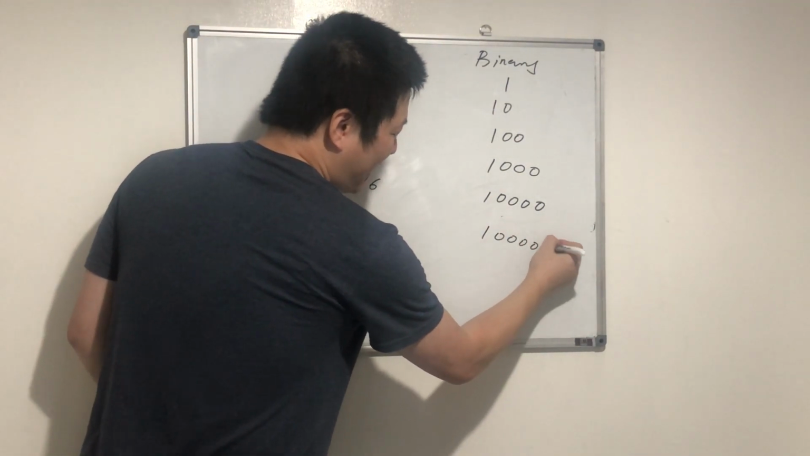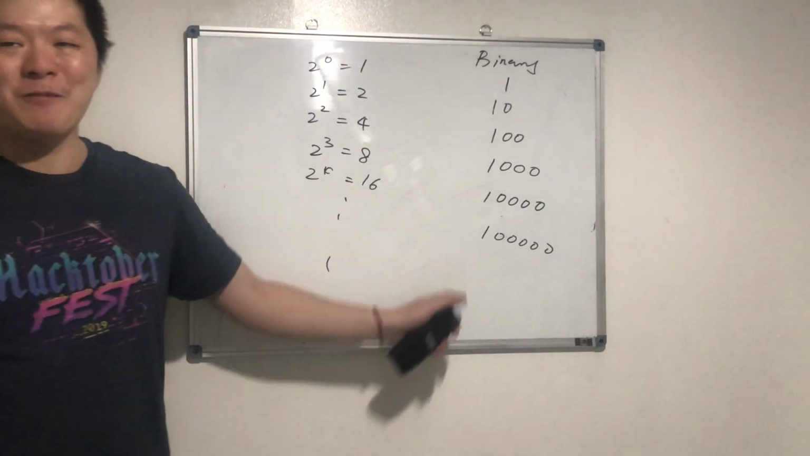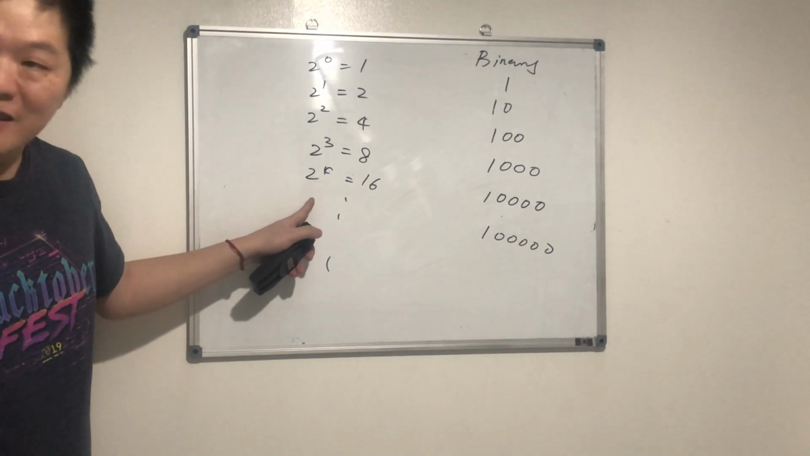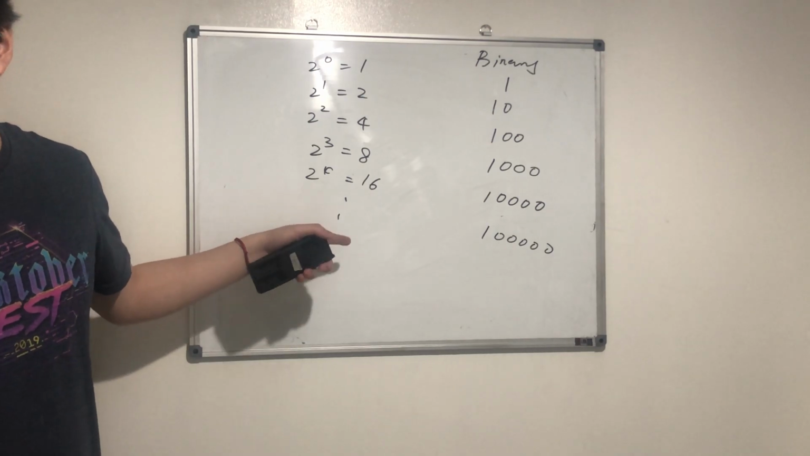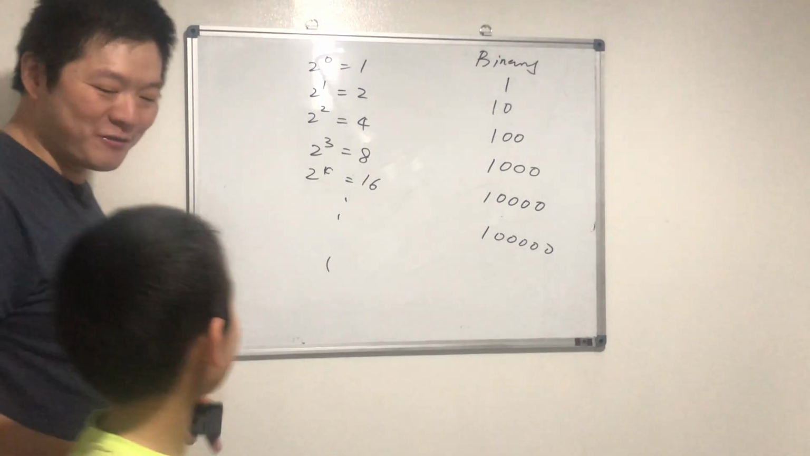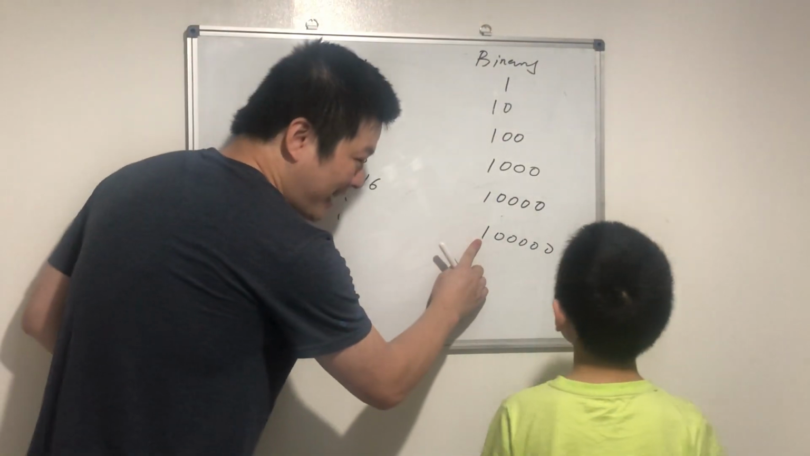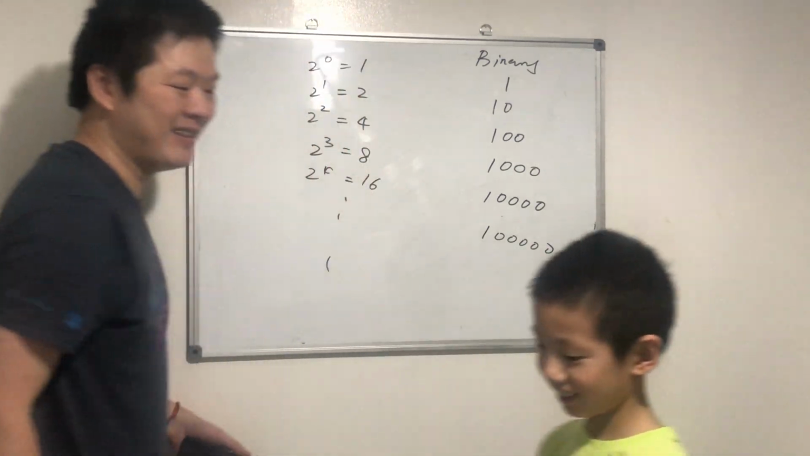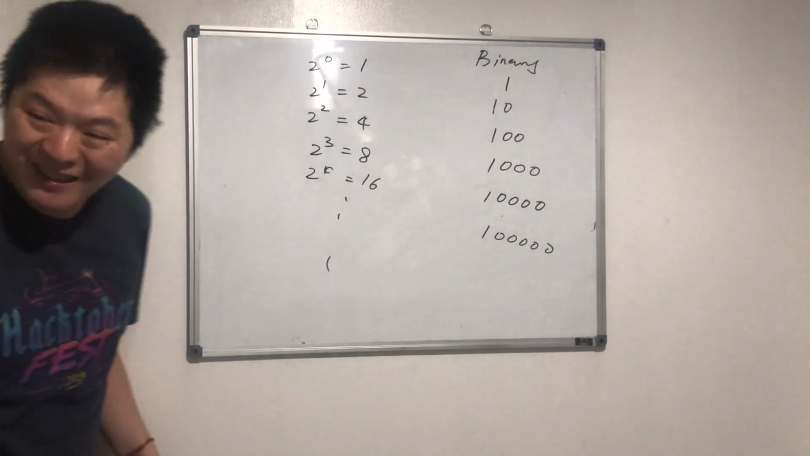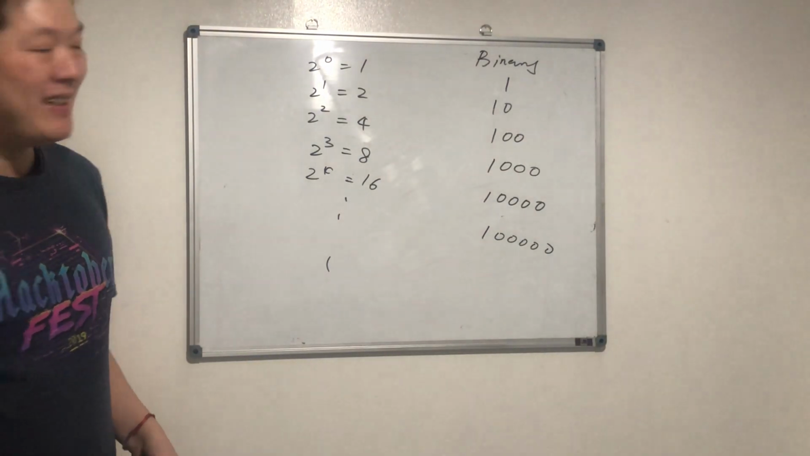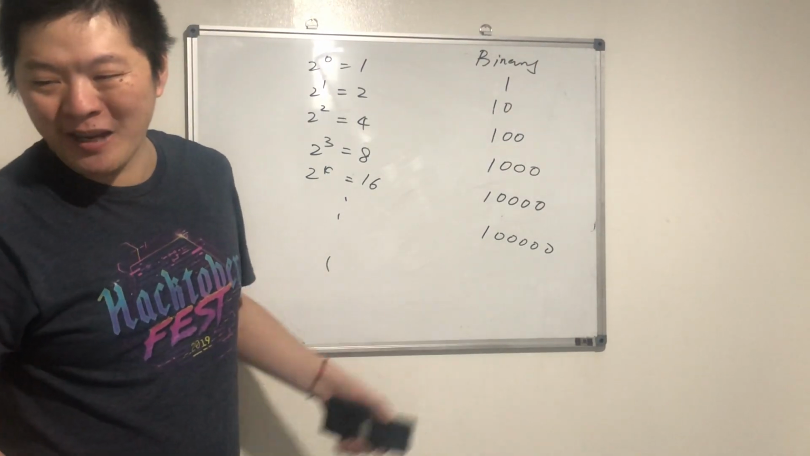1, 2, 3, 4, 5. Okay? So in binary, if it's a power of 2, what does it mean? It means that we only have one 1 followed by lots of zeros. Do you get it? This is binary. So how can we do this? How can we find the binary?